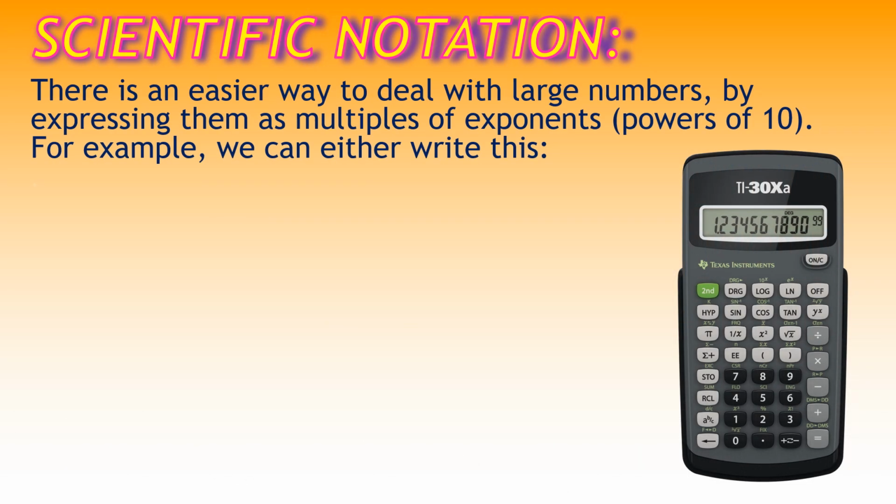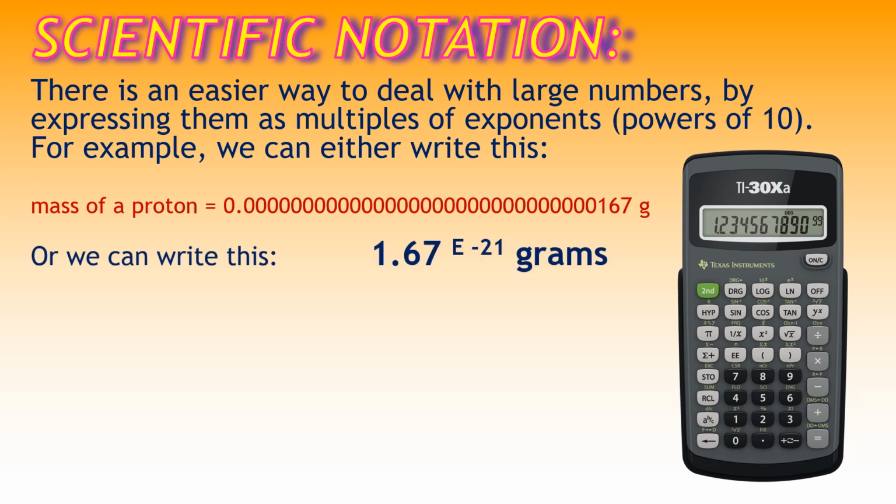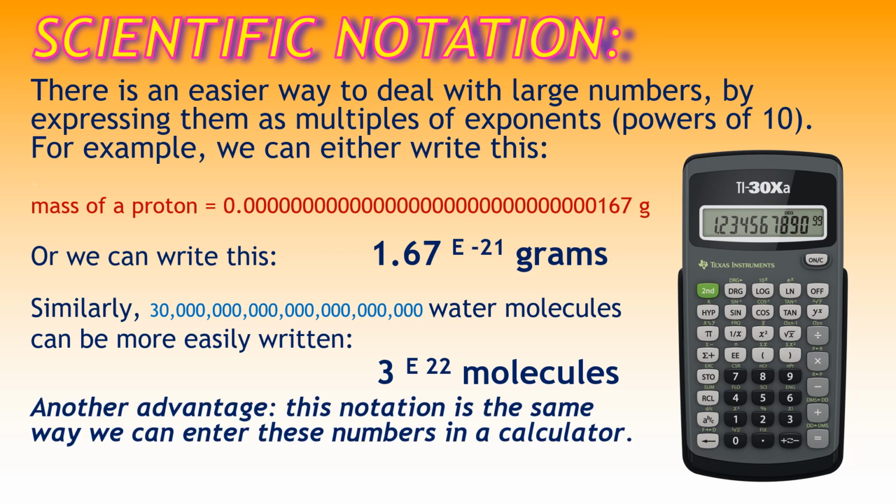Fortunately, there is an easier way to deal with them by expressing them as multiples of exponents, sometimes called powers of 10. So again, we could write this, the mass of a proton, or we could write this. A lot easier. We could write out the number of molecules in 50 milliliters of water, which is tiny. But it's a lot easier to skip all the zeros and write it like this in scientific notation. Another advantage, this notation is the same way we can enter these numbers in a calculator.